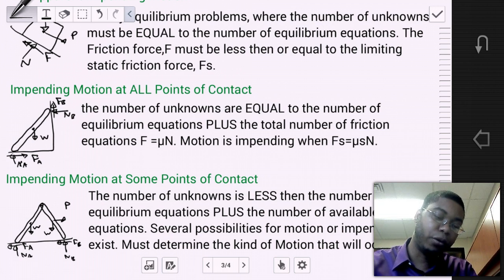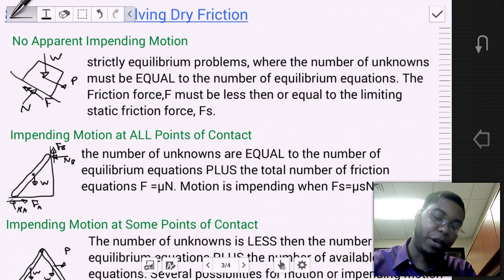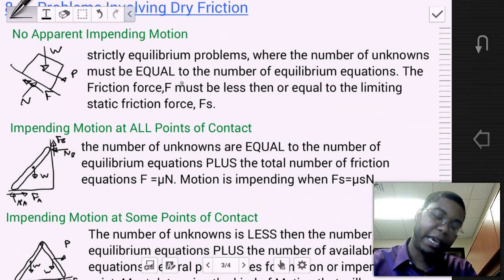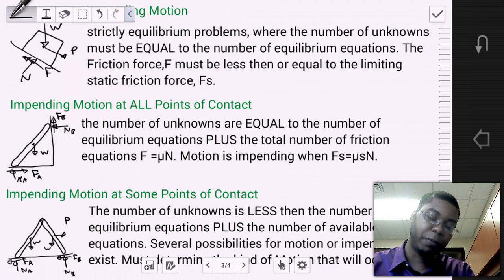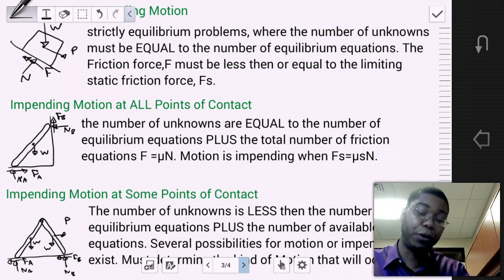So it's very important for you to be comfortable with being able to solve any of these three types of problems involving dry friction. And it's going to be very important for you to do examples from the book in order to build your confidence in solving problems of friction.